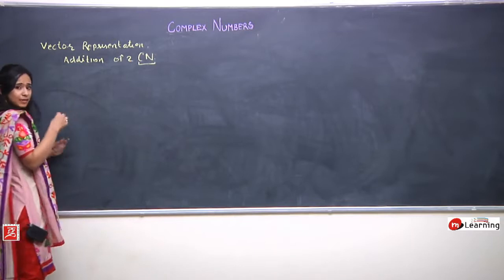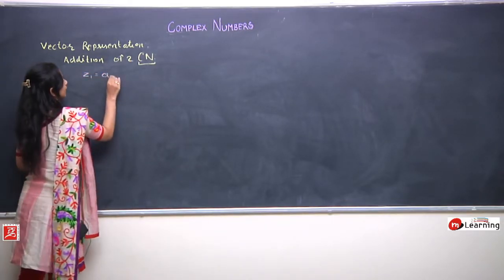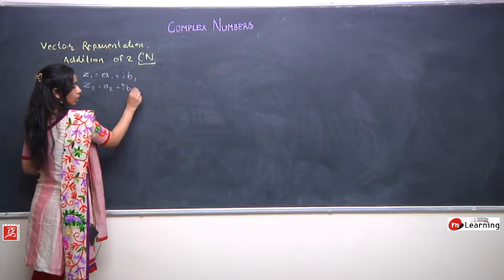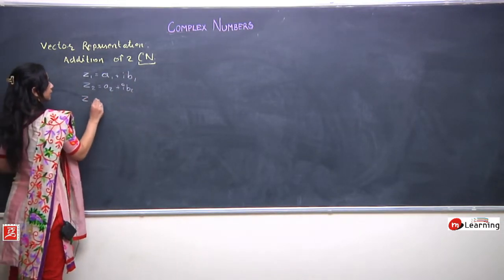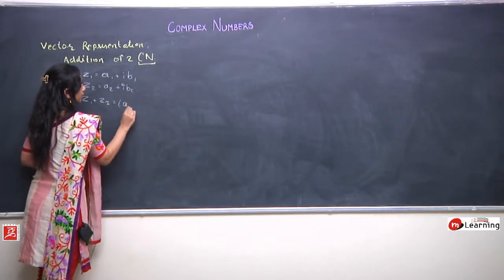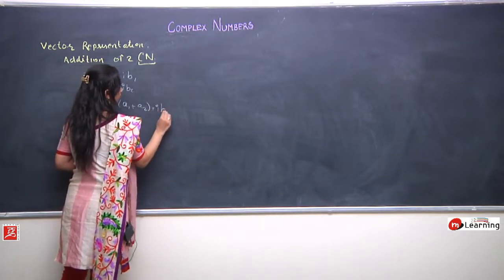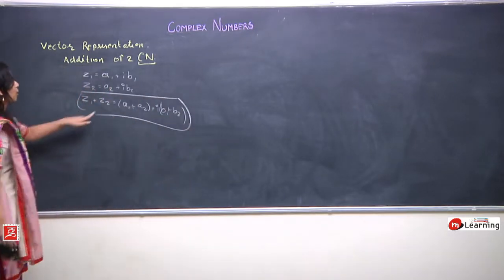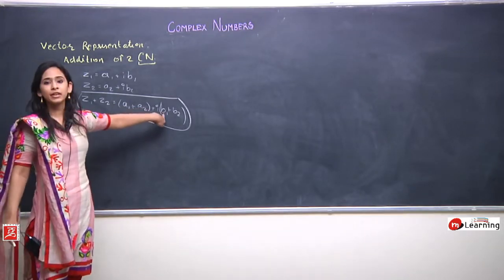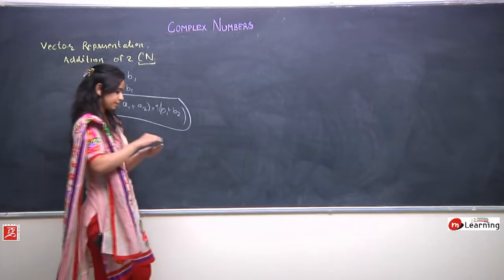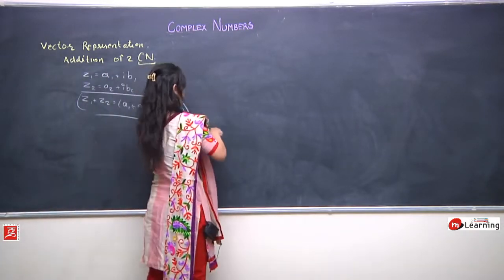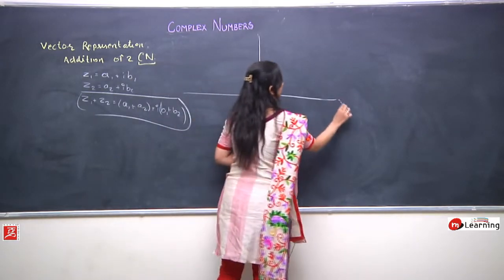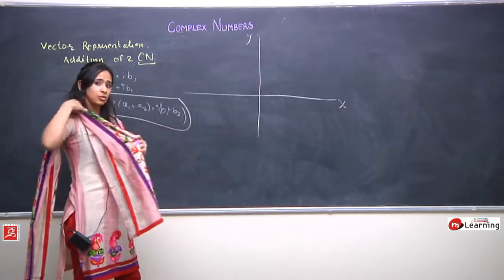So we again start by assuming two complex numbers, z1 = a1 + ib1 and z2 = a2 + ib2. I always know that z1 + z2 can be represented as (a1 + a2) + i(b1 + b2). So what I have to do is represent a complex number whose real coordinate is a1 + a2, and whose imaginary coordinate is b1 + b2. Let us start again by drawing the plane. This is my x axis, the real axis. This is my imaginary axis, that is the y axis.